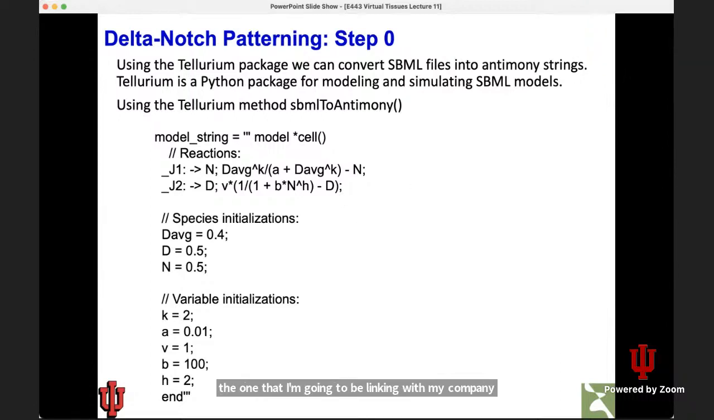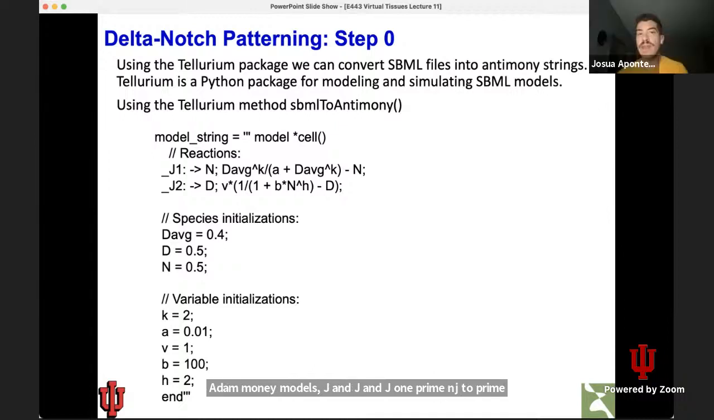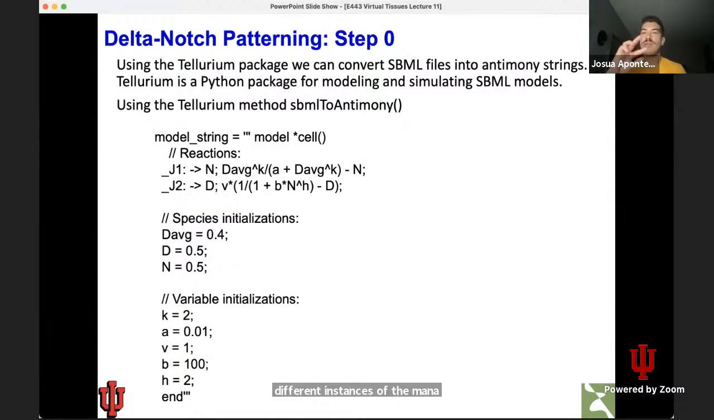Right. Go ahead. That's a good example, though, that in this particular case you have to think carefully, because delta and notch normally exist in opposite cells. So D average is the amount coming from the neighboring cells. You could think of that as a parameter here, or you could imagine building a model with 2 different antimony models, J1 and J2 and J1 prime and J2 prime, and imagine having 2 cells that are cross-coupled to each other. All right, and we did that too last semester, where we created different instances of the antimony models and then made them communicate with each other.